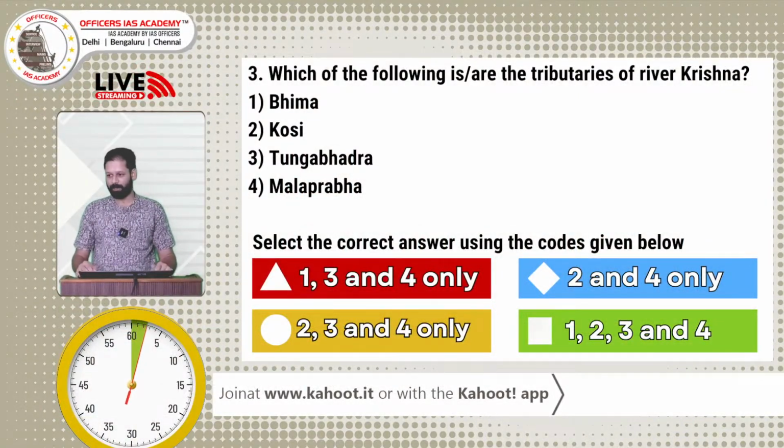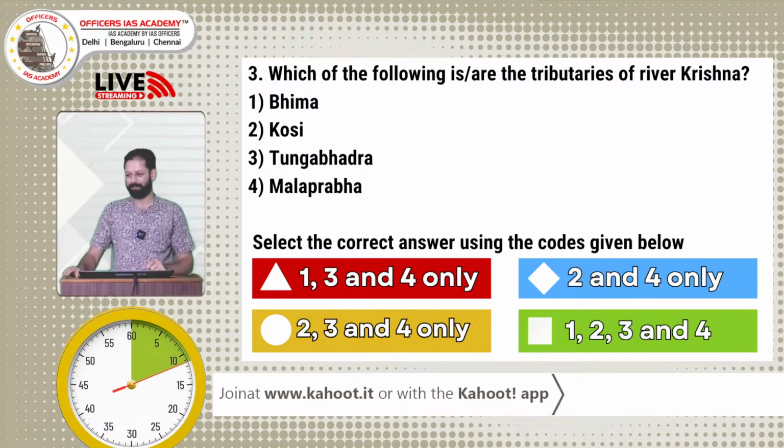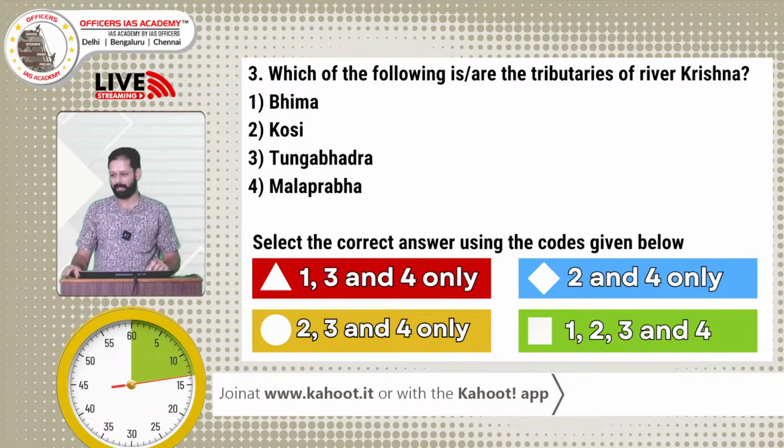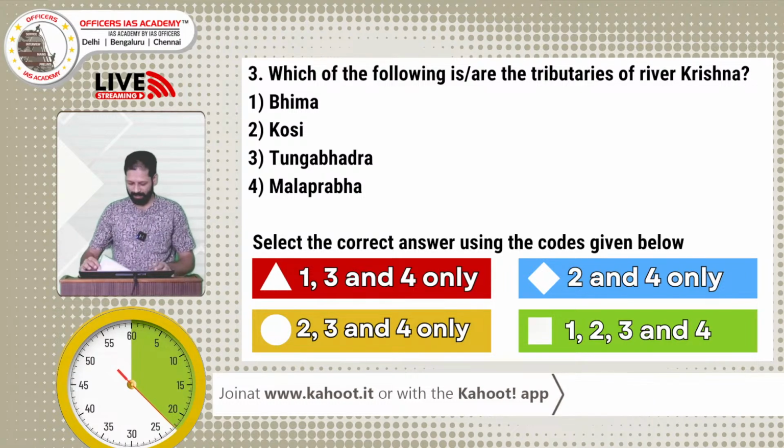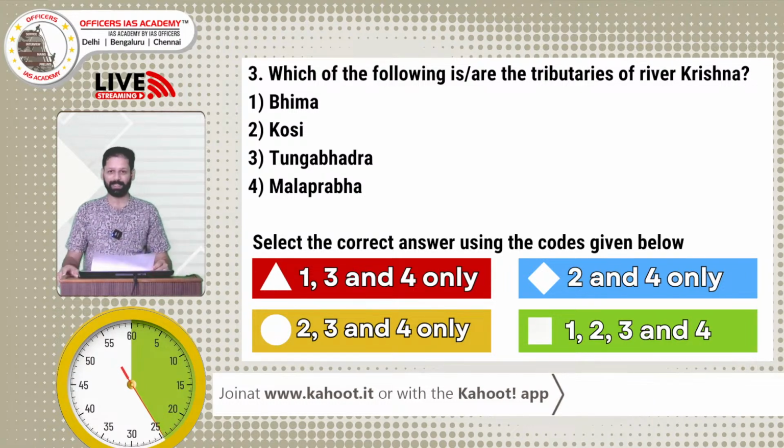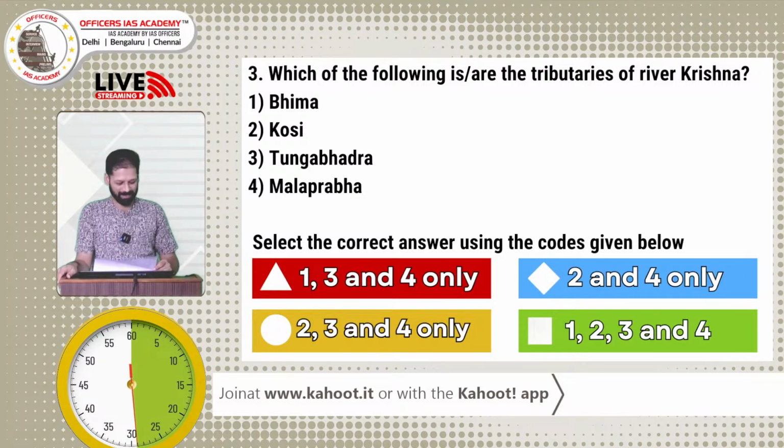Which of the following is or are the tributaries of river Krishna? Right, quite a thing. You have 60 seconds for this question. The options that are being given are Bhima, Kosi, Tungabhadra and Malaprabha. If you've done a proper study of previous year's questions of the UPSC paper, you will very easily answer this question. Or if you've seen Officers IAS Academy video on how to learn the tributaries of rivers as songs, which was incidentally done by this person who's standing in front of you and talking.